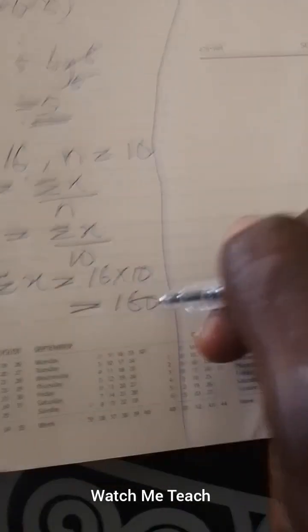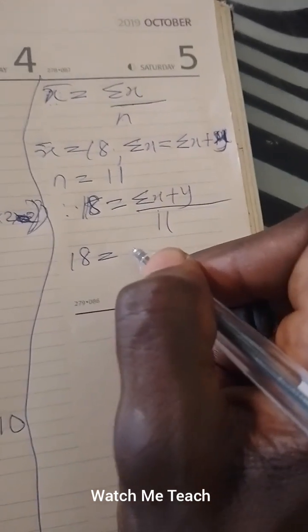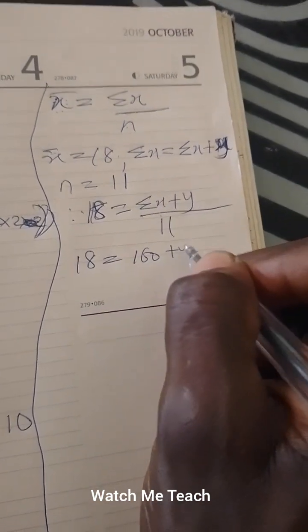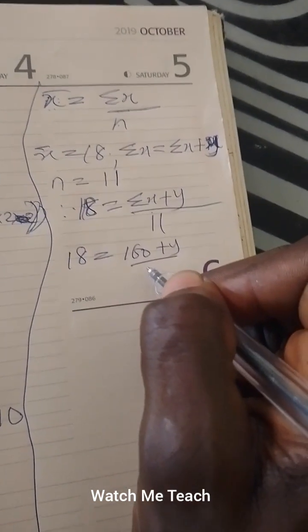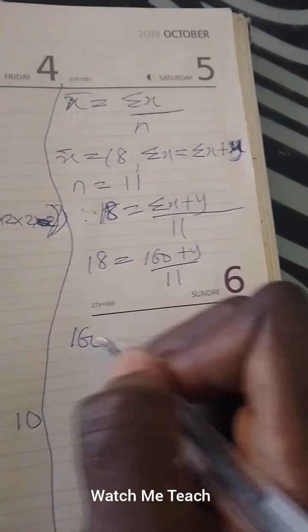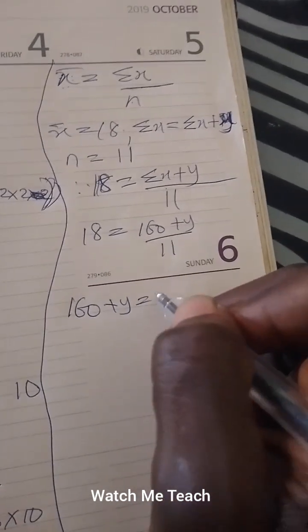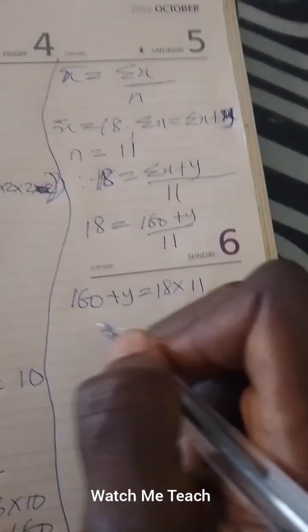I mean the positive numbers. And those numbers, the summation x is 160. So if we come back here, we say 18 is equal to 160 plus y all over 11. Now, if we cross multiply, we have 160 plus y equal to 18 times 11.